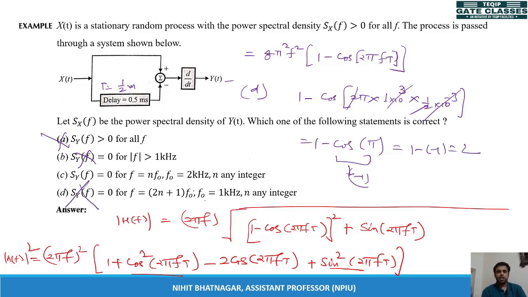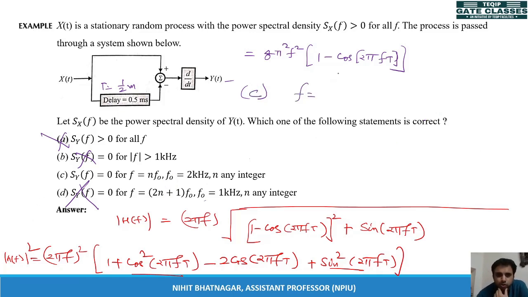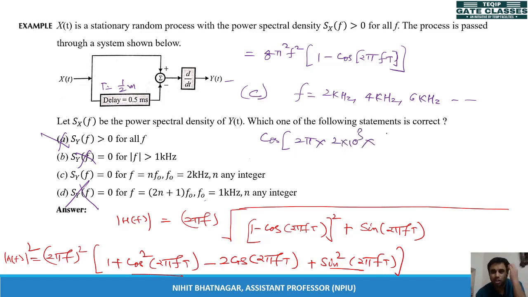Now apply the 2k and even multiples of 2k, it means 2k, 4k, 6k, 8k. So f equal to 2k kilohertz or 6 kilohertz. So cos, okay, f equal to now 2 kilohertz. T is equal to 1 by 2 into 10 to the minus 3 in bracket. So plus 3 and minus 3 cancel out, half and 2 cancel out, it becomes cos pi.